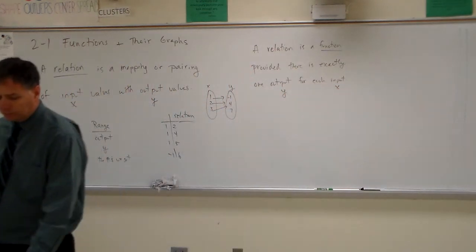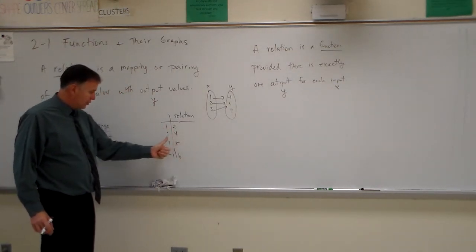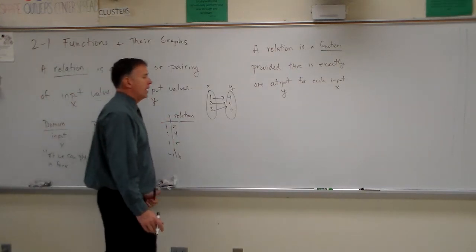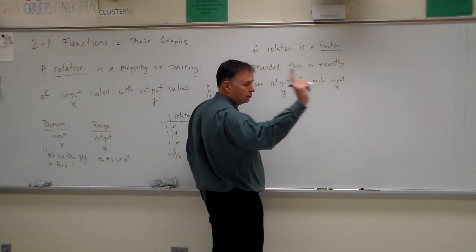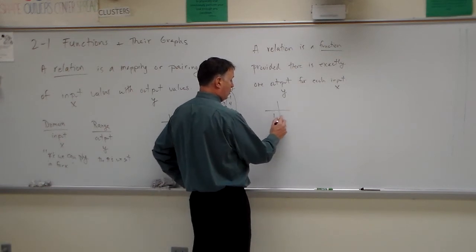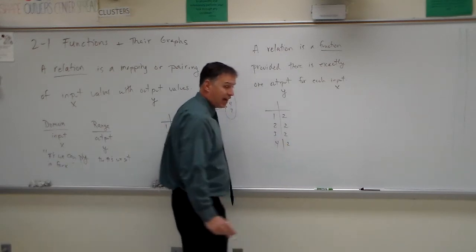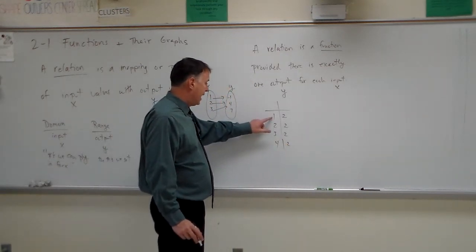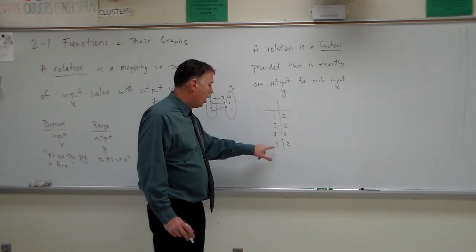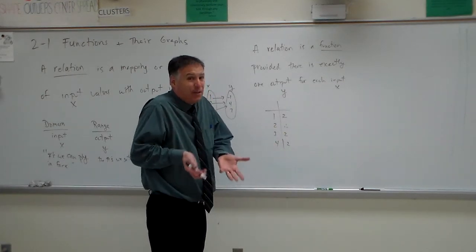Okay? So when we look back at this one, where I have an X that goes to 3 different Y's, this would not be a function. Each X has to go to exactly one Y. So if I had an XY chart where I had 1, 2, 2, 2, 3, 2, 4, 2, this is okay. This is a function. Why? Each X value goes to one Y value. So even though they all have the same output, it's still a function.